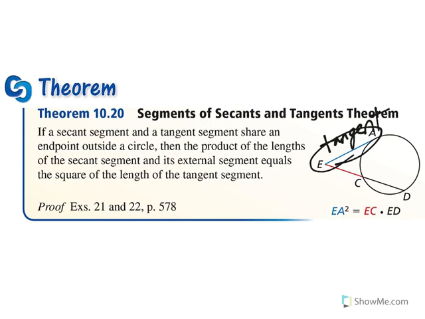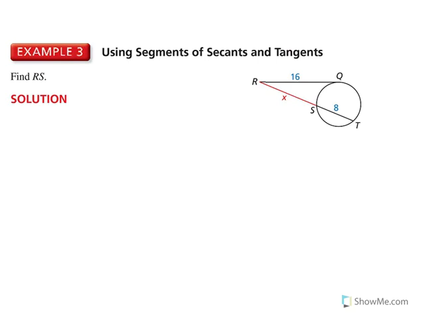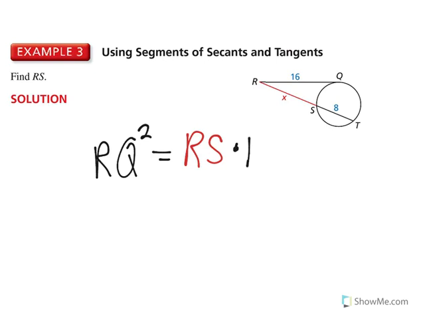And then on the bottom we have our secant again. We have the secant segment, which is the whole thing, and we have the external, which is the EC, the red part. So the formula for this one is going to be the tangent segment squared is equal to the external secant times the whole secant. When we apply this to a problem, we have RQ as the tangent segment, so I would square it, is equal to the external, which is on the outside, so it's the RS, and then times the whole thing, which would be RT, the whole secant.